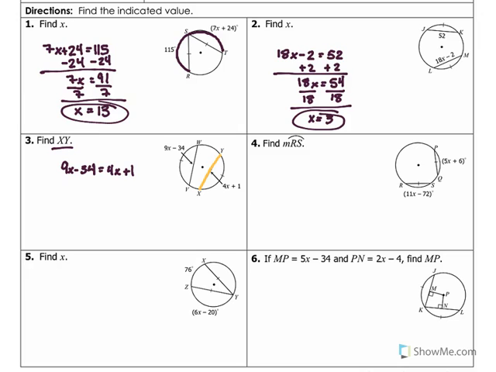Let's go ahead and subtract 4x from both sides. And we get 5x minus 34 equals 1. Let's add 34 to both sides.